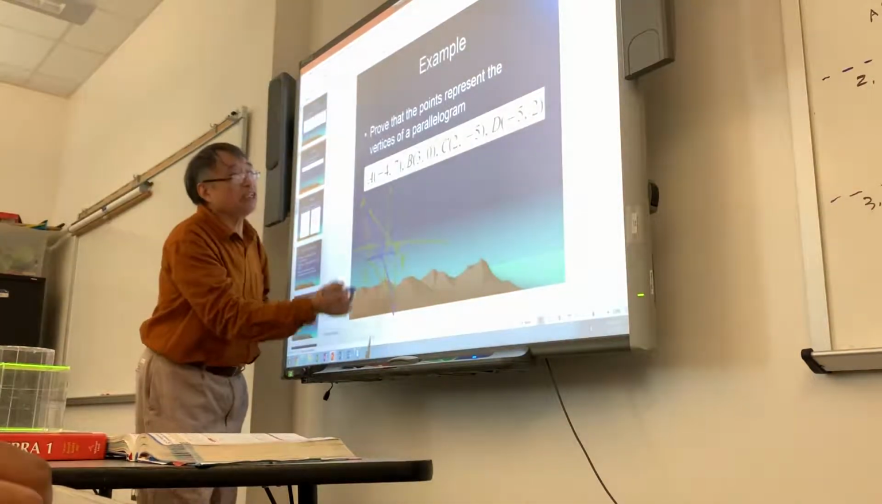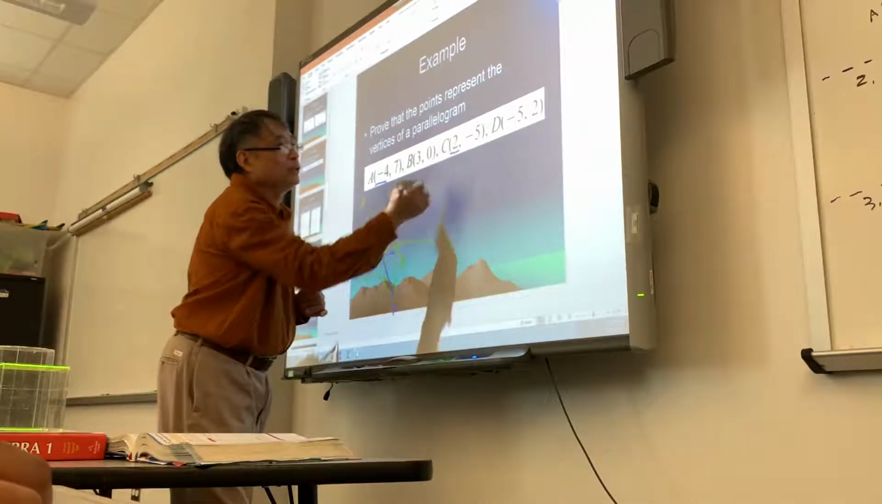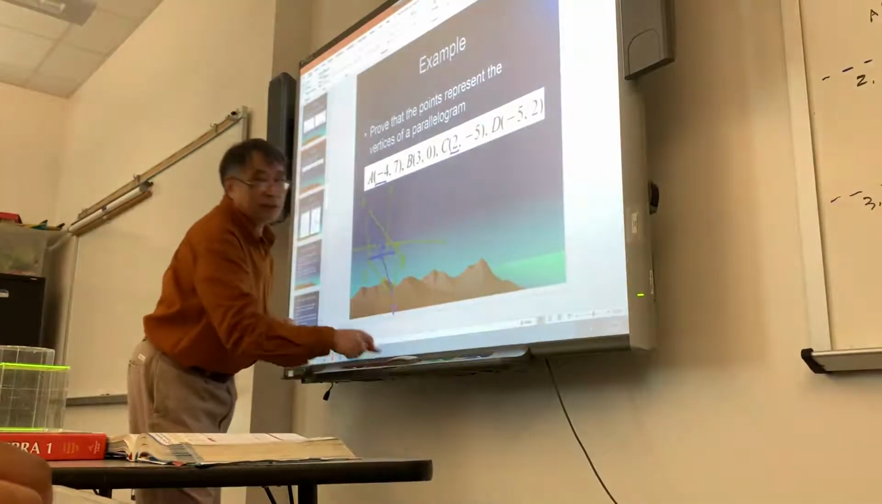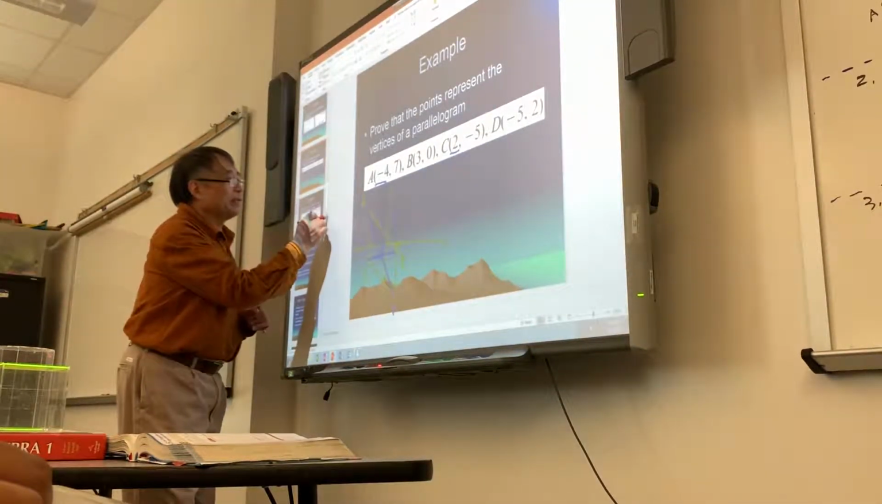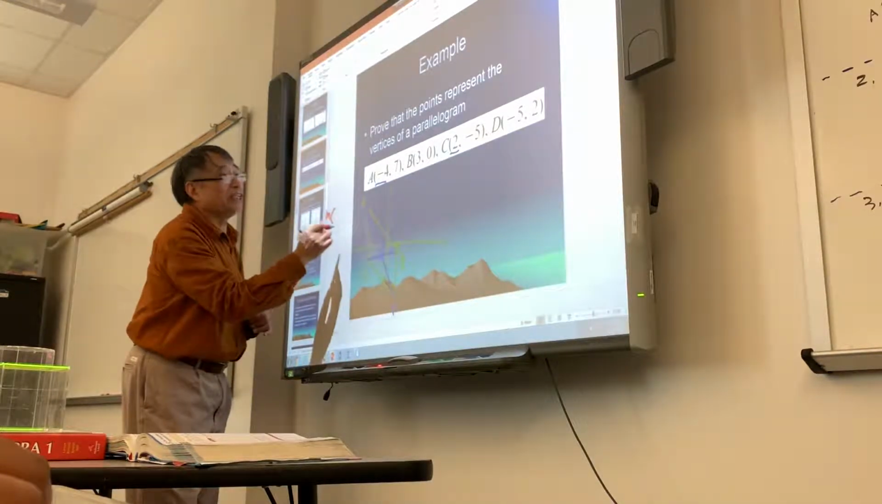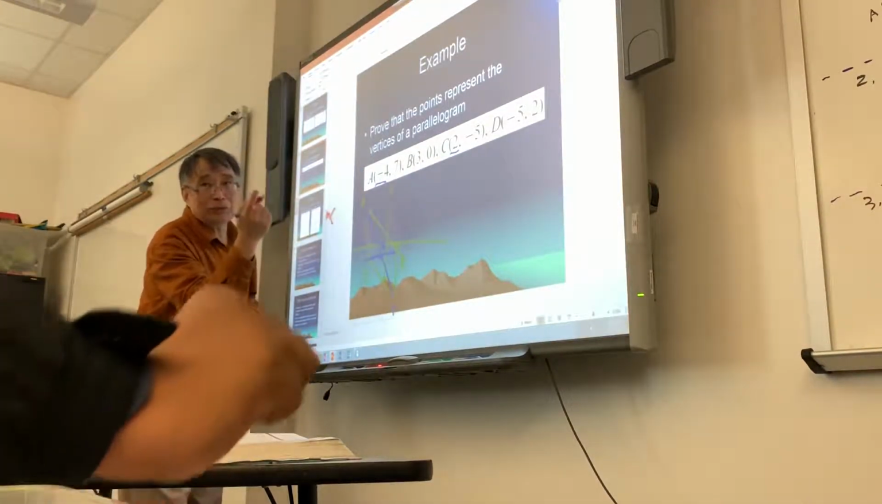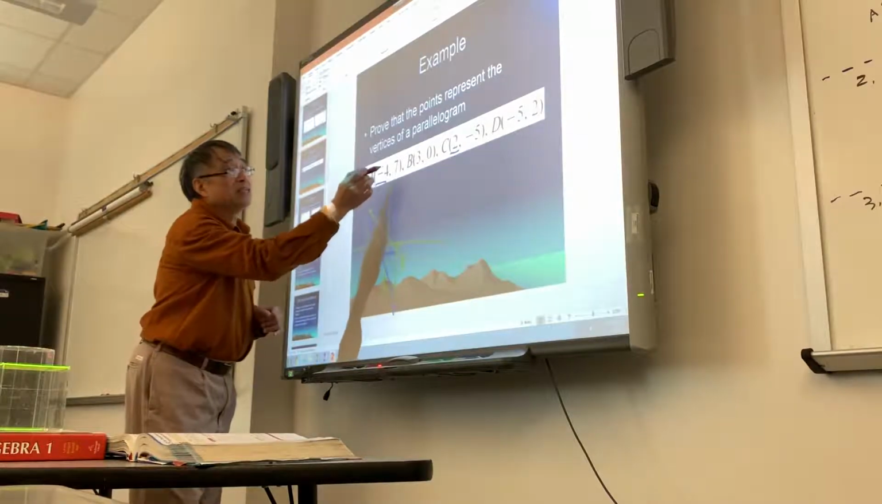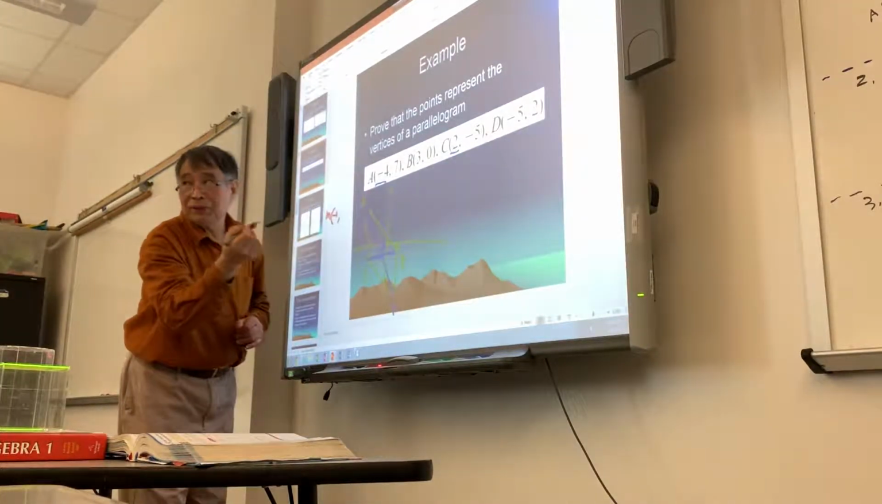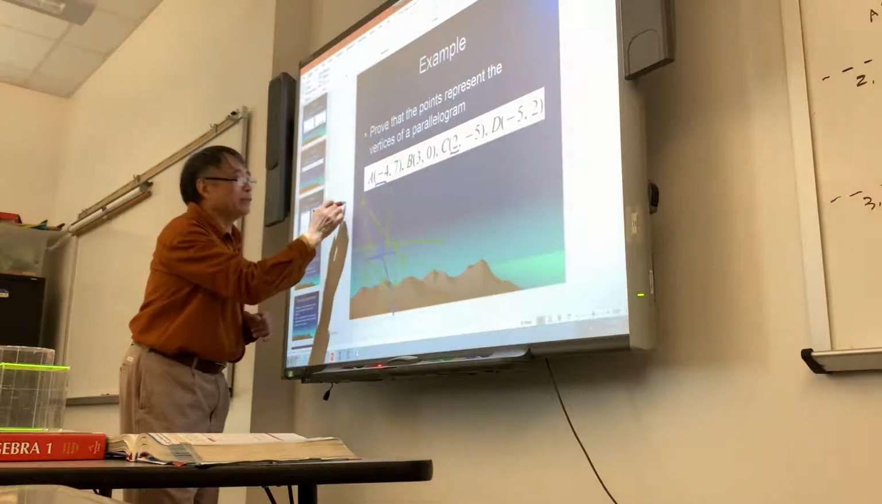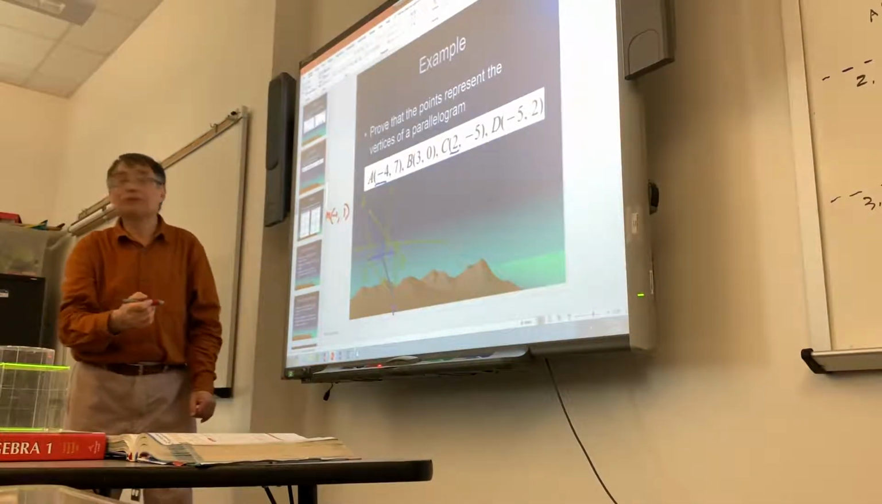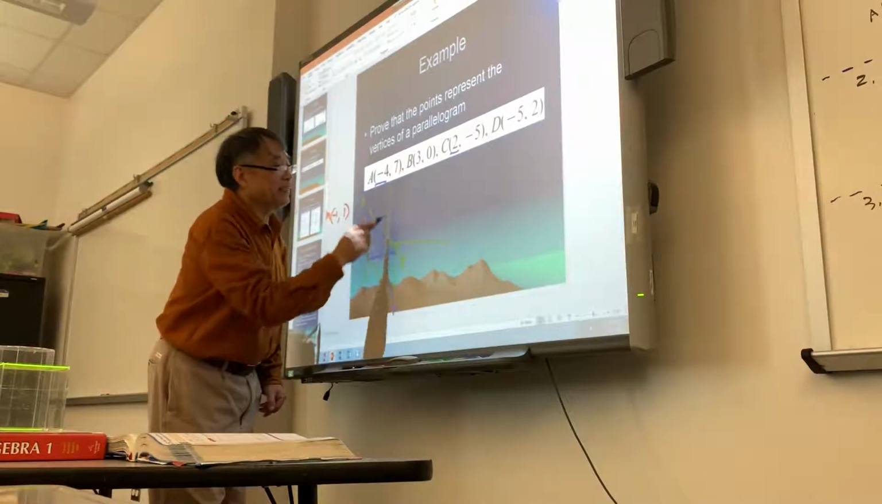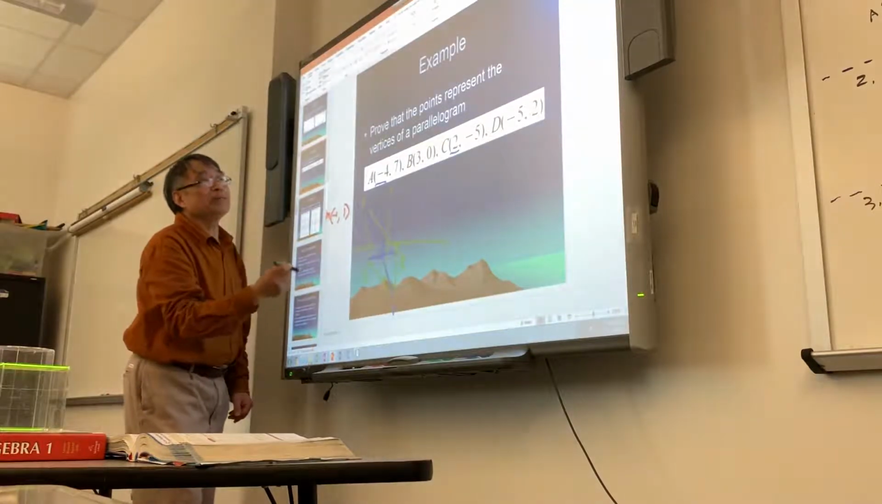So A and C: negative 4 plus 2, negative 2 over 2. You get the first midpoint, A to C. Negative 4 plus 3 is negative 1 over 2... negative 2 over 2, negative 1. 7 plus negative 5, positive 2 over 2, positive 1. Do you understand, please? Then we find BD.